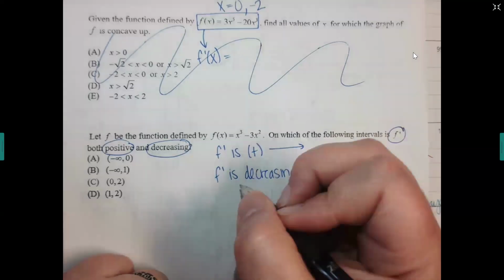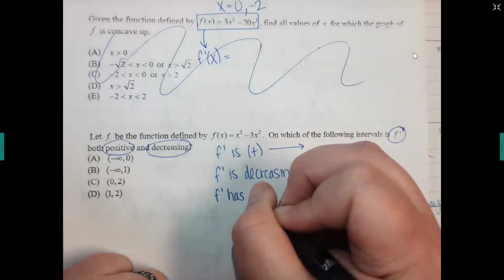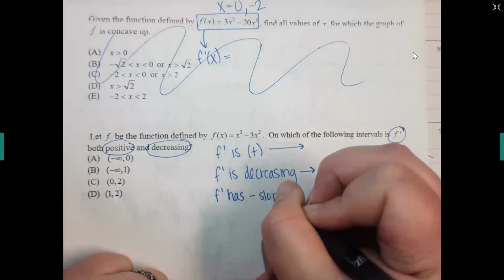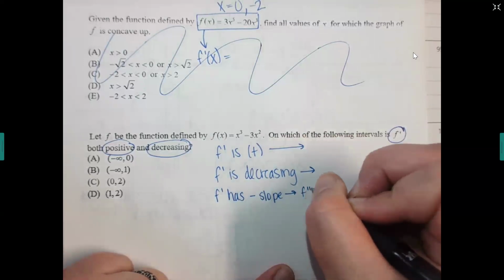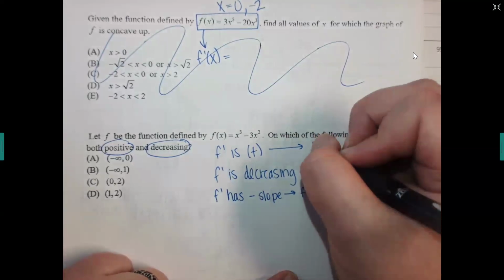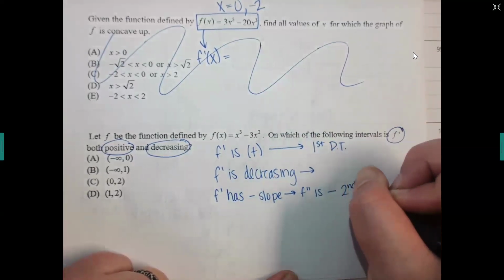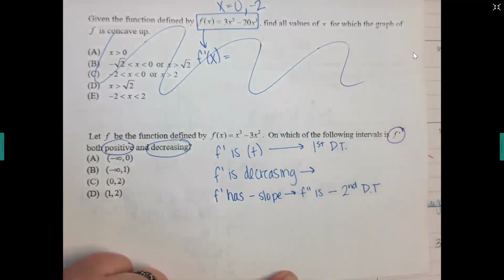Okay, so think about it. If f prime is decreasing, that means f prime has a negative slope, which means it's really f double prime that needs to be negative. So this one is a first derivative test. This one is a second derivative test. Okay. So let's do it. Go ahead and take your first derivative.